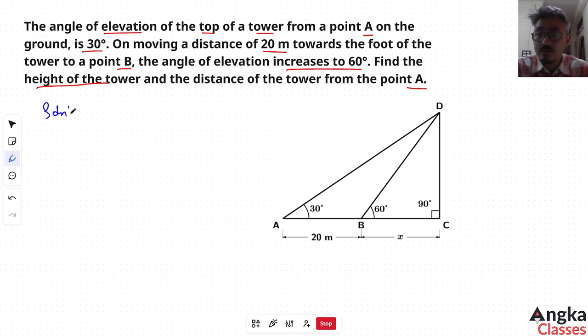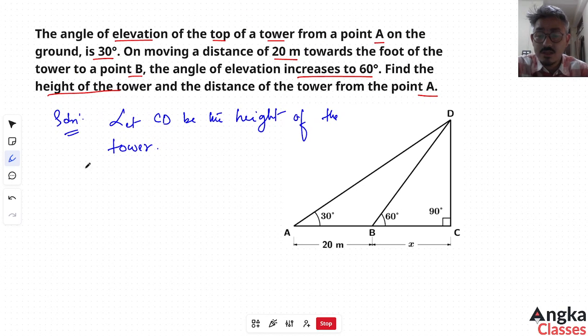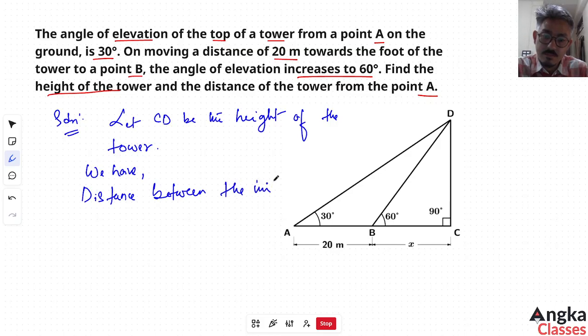Solution. Let CD, the height of the tower, be h. We have the distance between the initial and final positions.